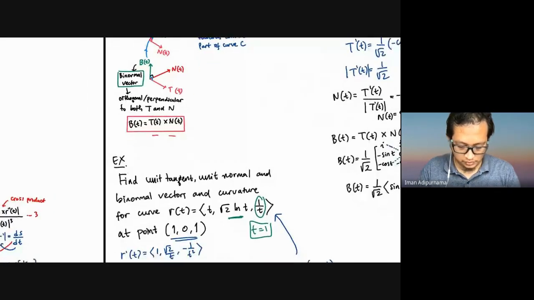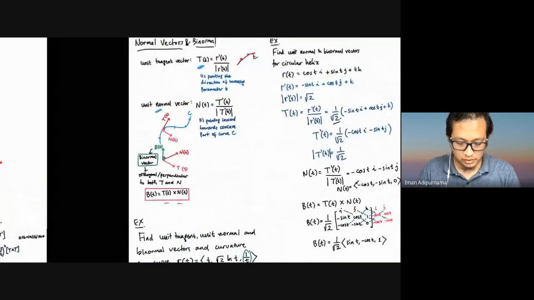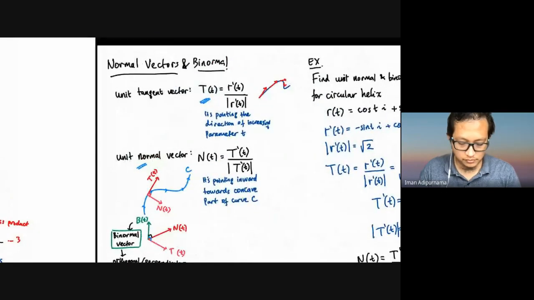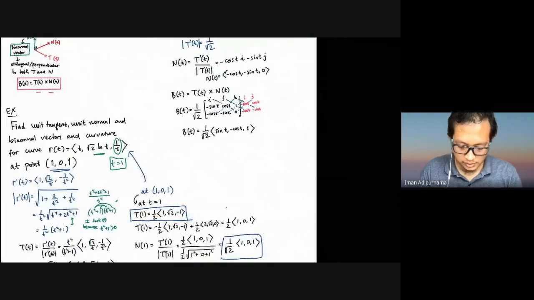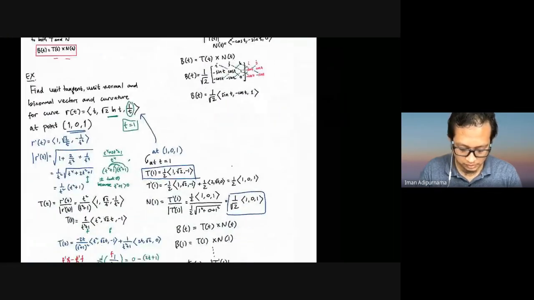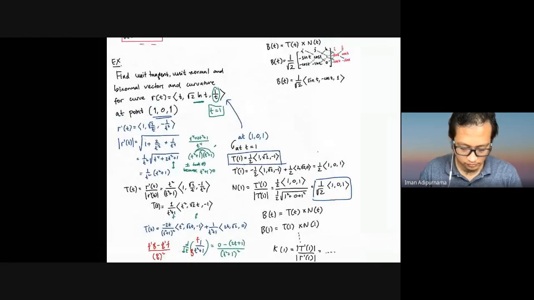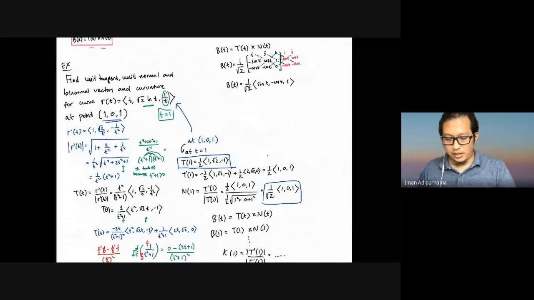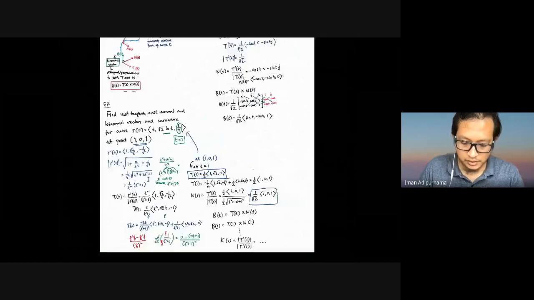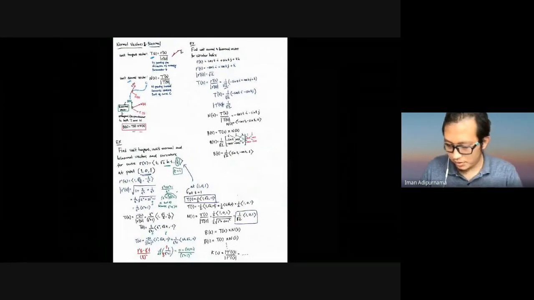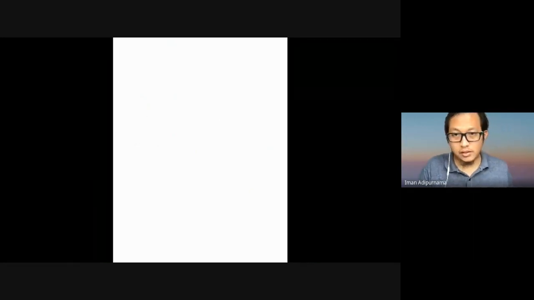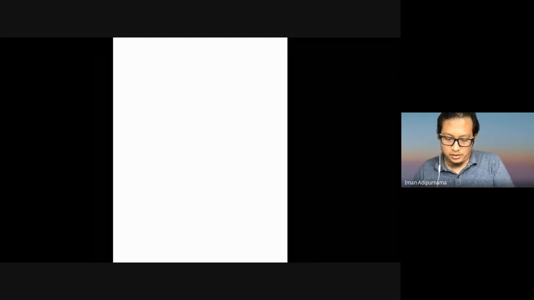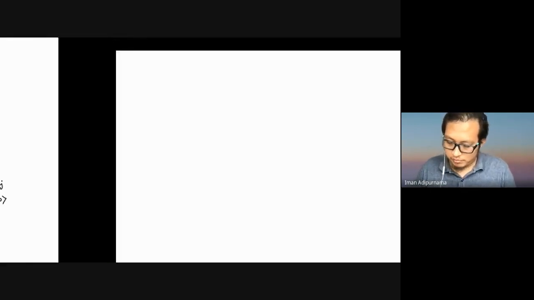Okay, so we are finishing the normal factors by normal. Some examples. Okay, now the next part of this chapter 13 is about the torsion. But before that, let me maybe explain some notes for you.